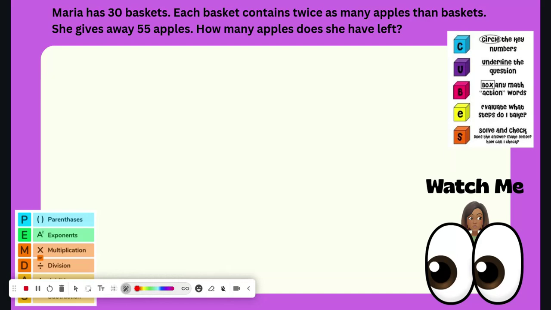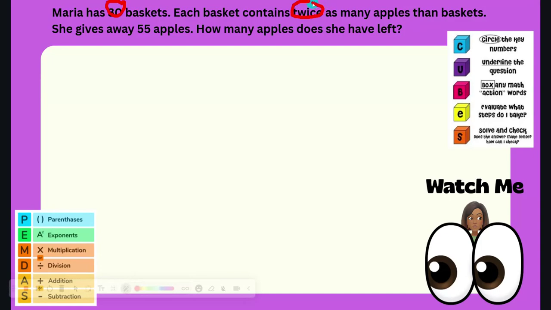So C stands for circling all the important numbers. So if I'm looking through this word problem, I see Maria has 30 baskets, so that's important. Each basket contains twice as many apples than baskets. Twice. That is a number word, like an ordinal number. So I'm going to circle that twice. She gives away 55 apples. 55 is a number I'm going to circle. And how many apples does she have left? Now, I've circled all my numbers.